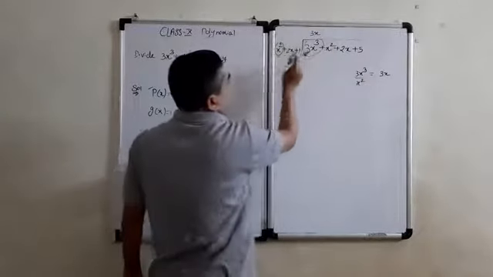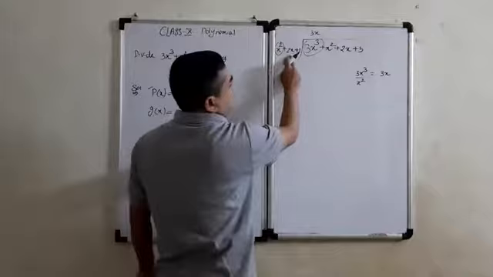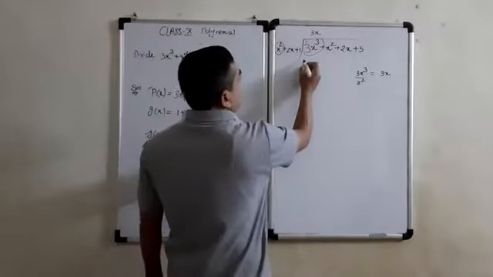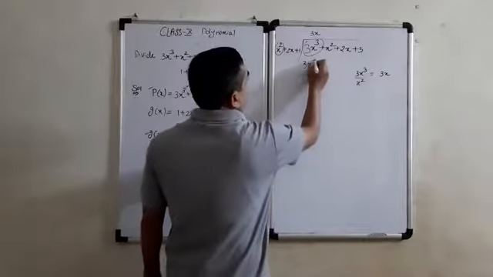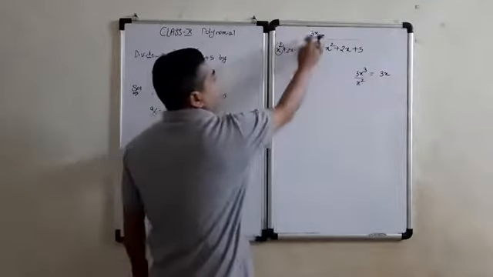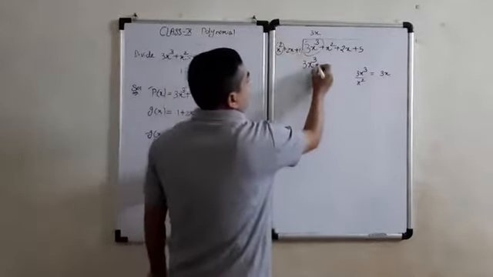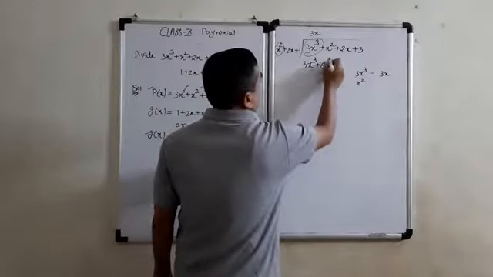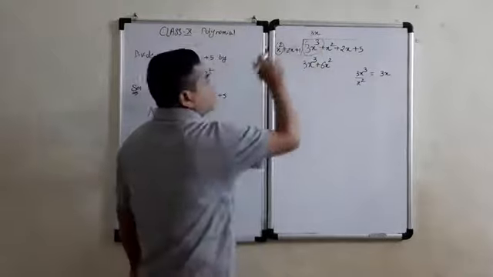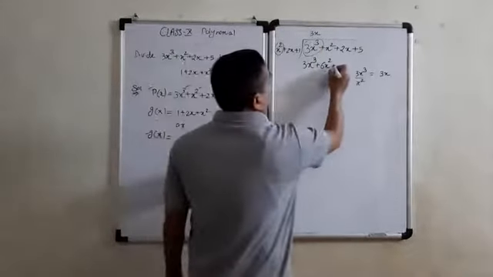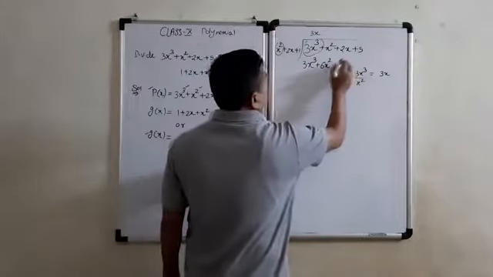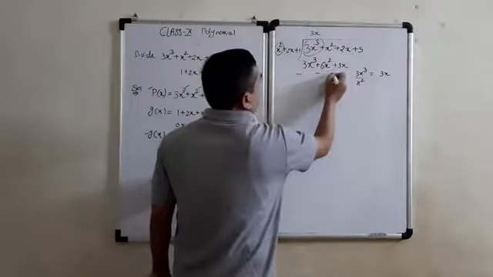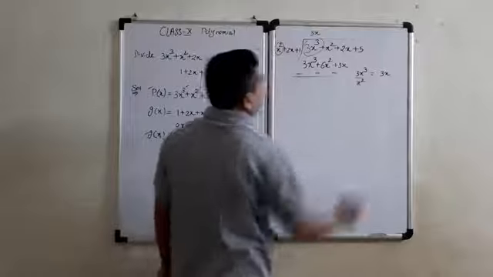This 3x will be multiplied with all the three terms. 3x will be multiplied with x square, so it will give us 3x cube. Then 3x will be multiplied with 2x, so it will give us 3 twos are 6, x into x, x square. Then 3x will also be multiplied with 1 and it will give us 3x. Then we will change the sign. So this positive becomes negative. All are positive, so all become negative.